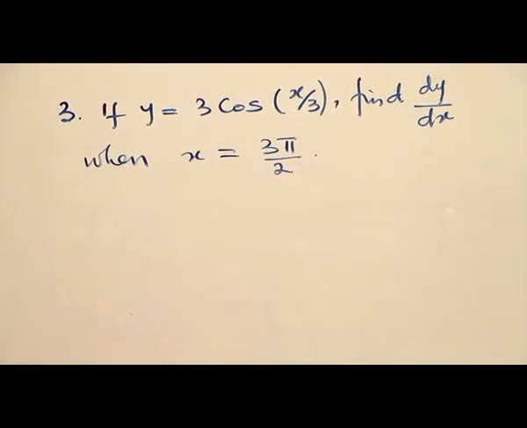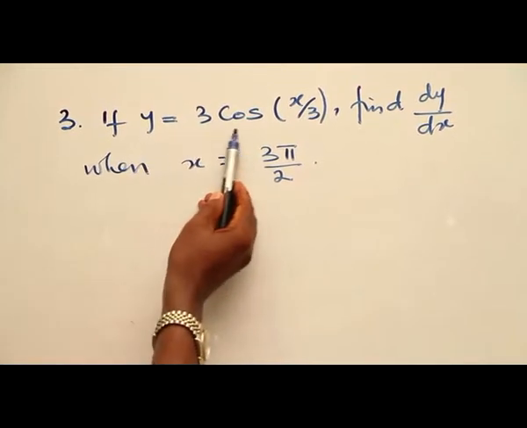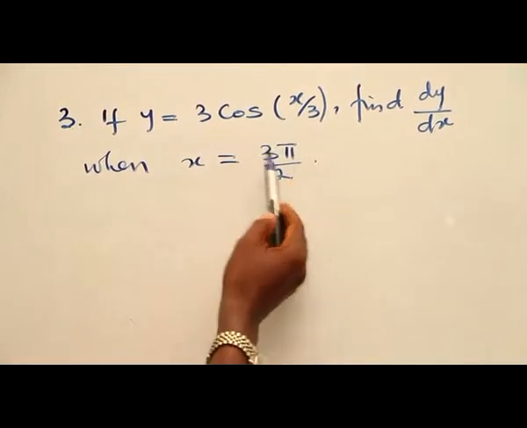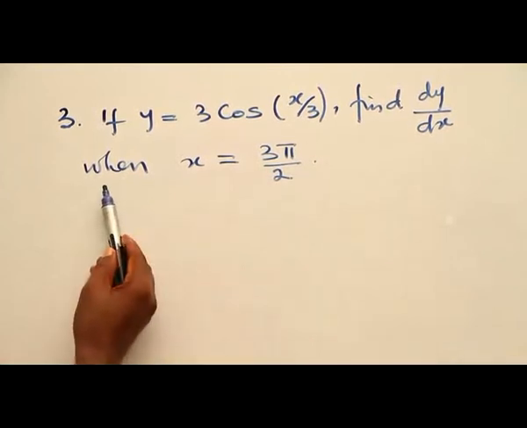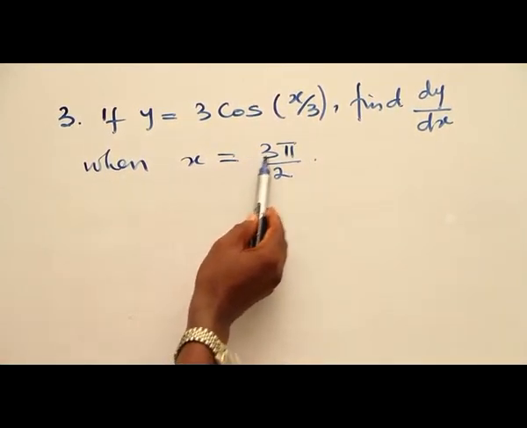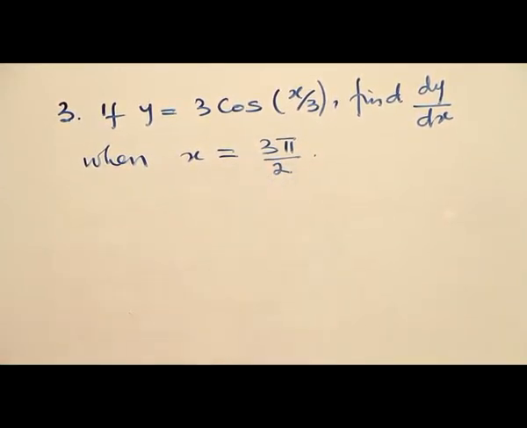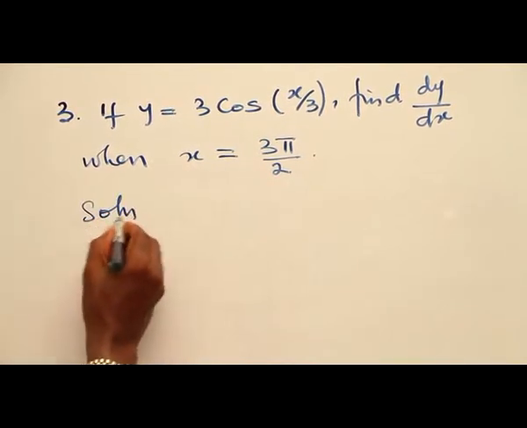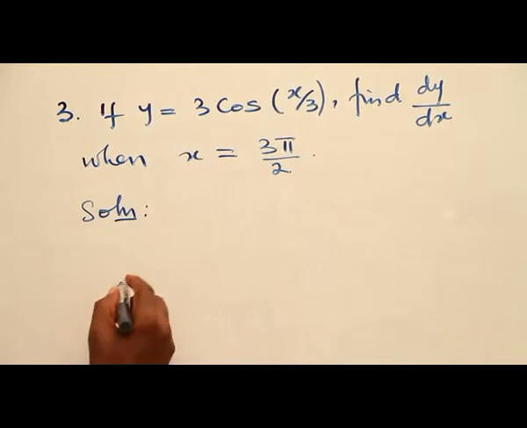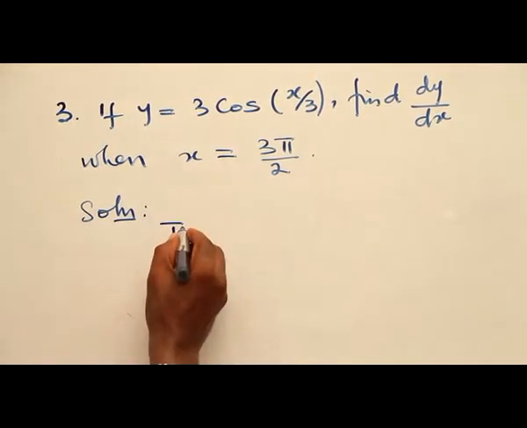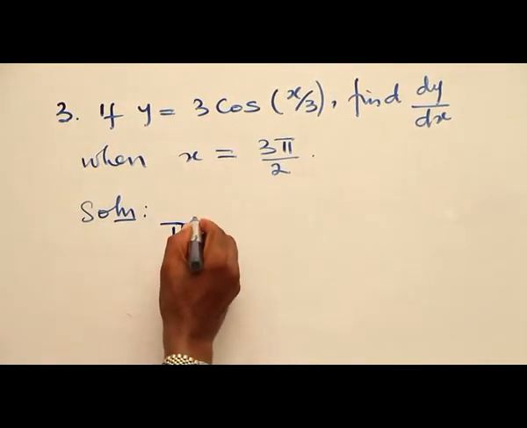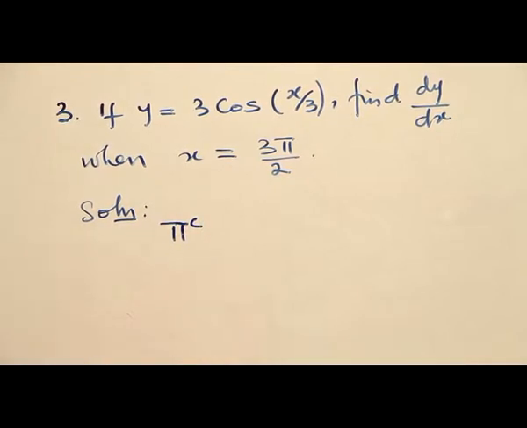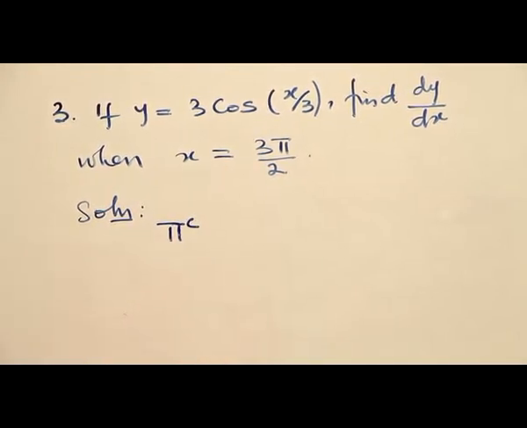Example number 3. If y equal to 3 cos s all over 3, find dy over ds when s is equal to 3 pi all over 2. Your solution: first and foremost, let us define what we mean by pi. We have pi radians. This is different from the arithmetic pi of 22 over 7.